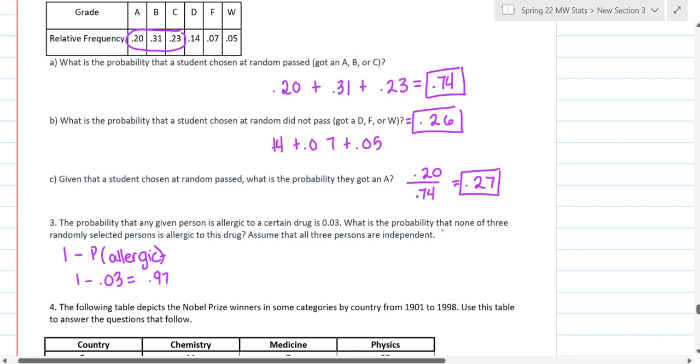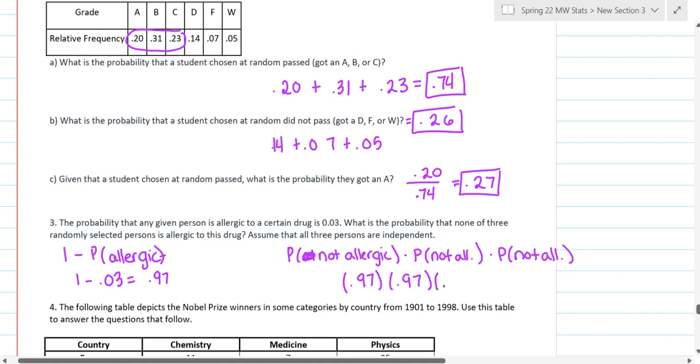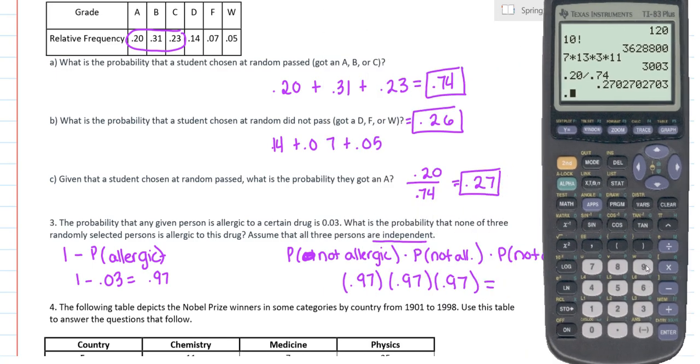Then, since we're doing 3 people, it would be the probability that someone is not allergic, times the probability that someone is not allergic, times the probability that someone is not allergic. So you're multiplying the probability 3 times. So 0.97 times 0.97 times 0.97. Because these are independent, we are multiplying. We don't need to subtract anything out. So 0.913.